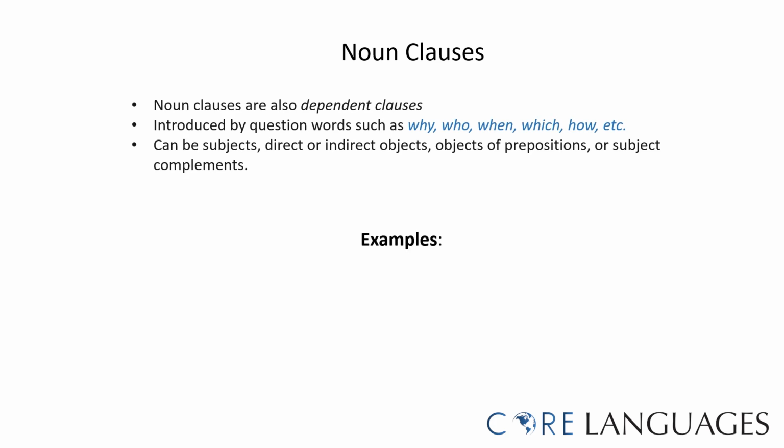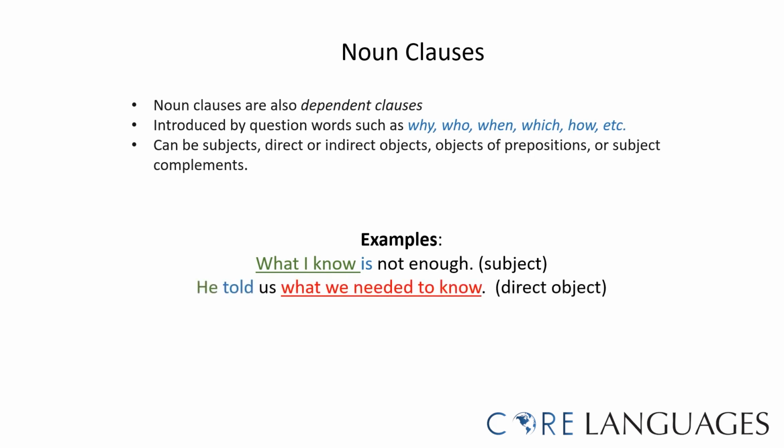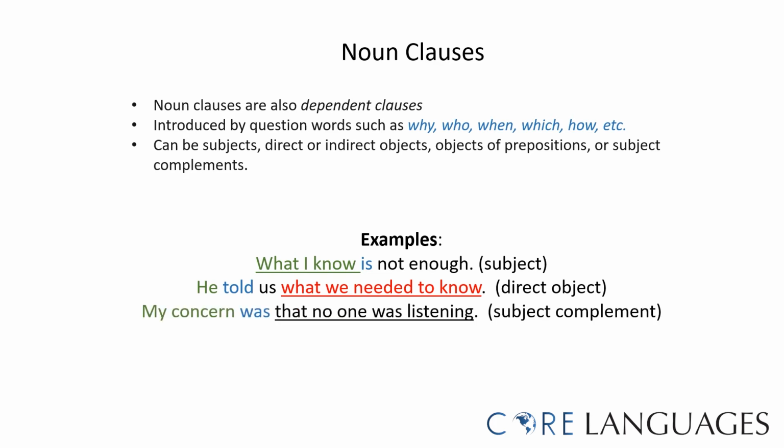For example, what I know is not enough. This noun clause is the subject of the sentence. He told us what we needed to know. This noun clause is the direct object of the sentence. My concern was that no one was listening. This noun clause is a subject complement.